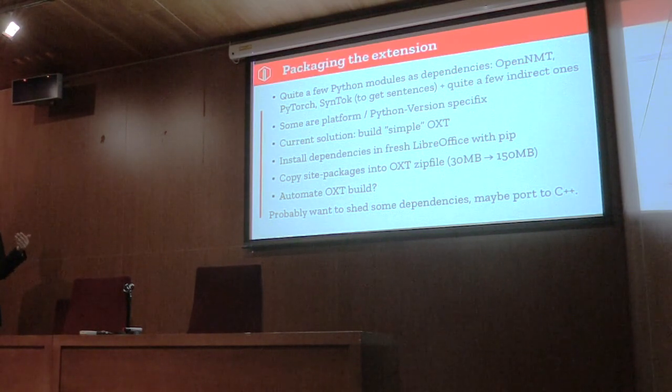Because installing LibreOffice, then installing packages into LibreOffice is something that probably needs some work to automate the build. And so one of my goals here to make this easier would be to shed some of the dependencies, and one can also think about moving the extension from Python to C++ in order to make it simpler. And the neural network bits would lend themselves quite naturally to do that. But if you have ideas, I'd be most grateful.